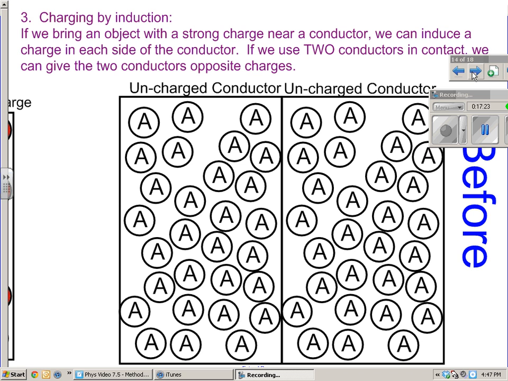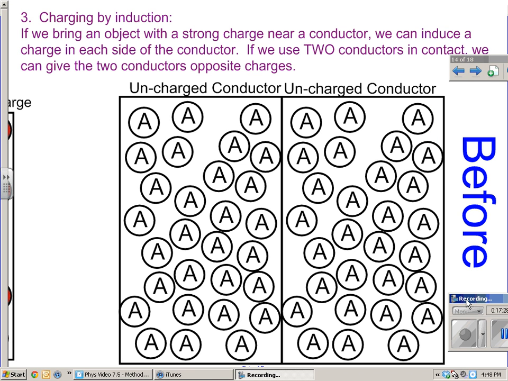All right, third method of charging is what's called induction. This is one of the harder ones, I think. Charging by induction occurs as follows. It says if we bring an object with a strong charge near a conductor, we can induce a charge, fancy words, induce a charge in each side of the conductor. And then another way to do it is if you use two conductors that are in contact, then we can give the two conductors opposite charges.